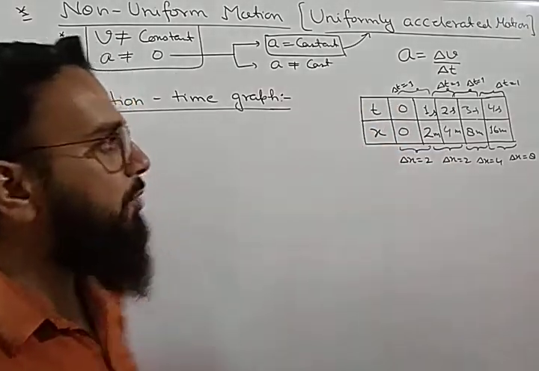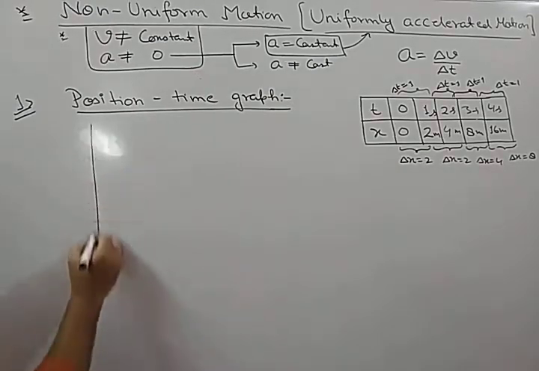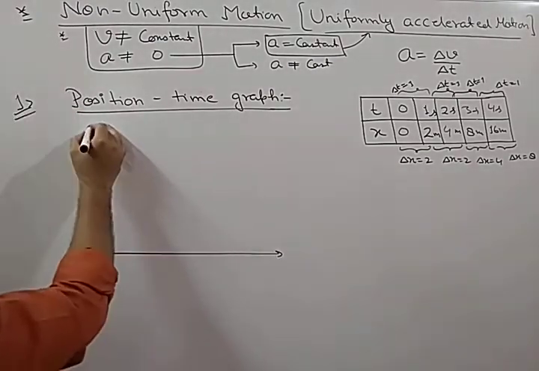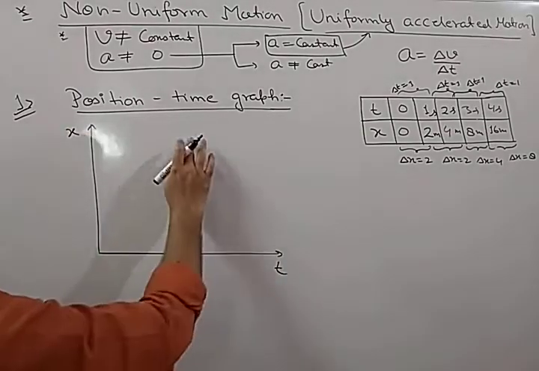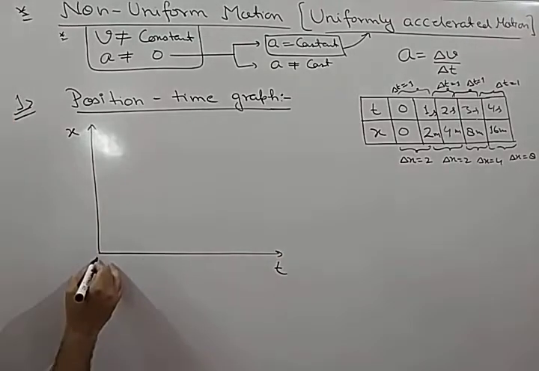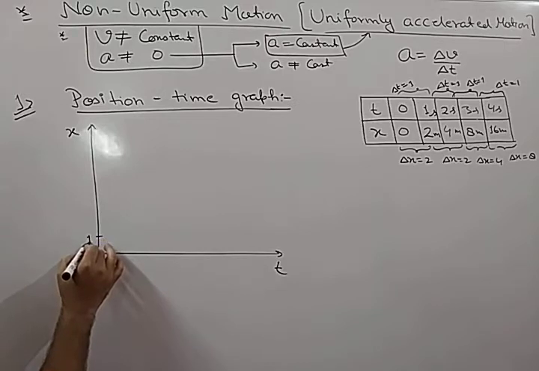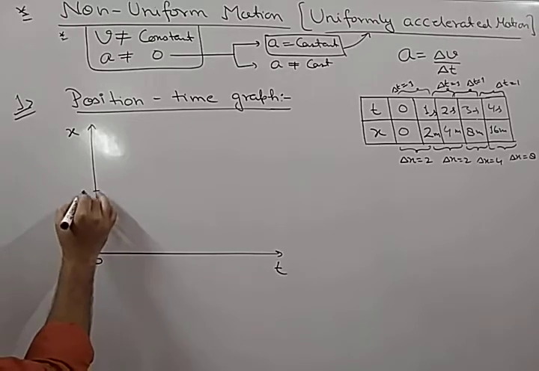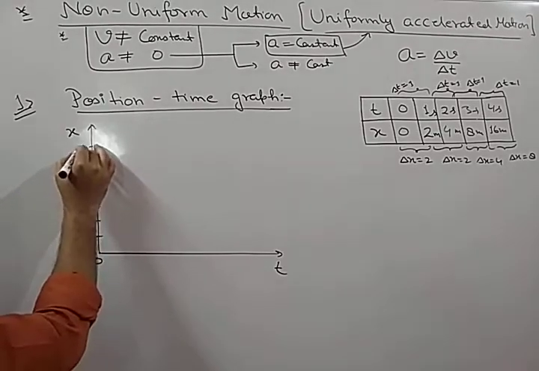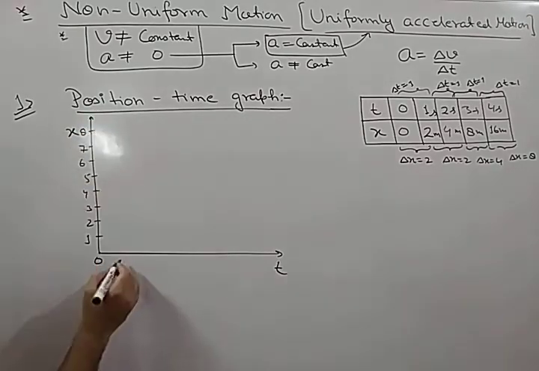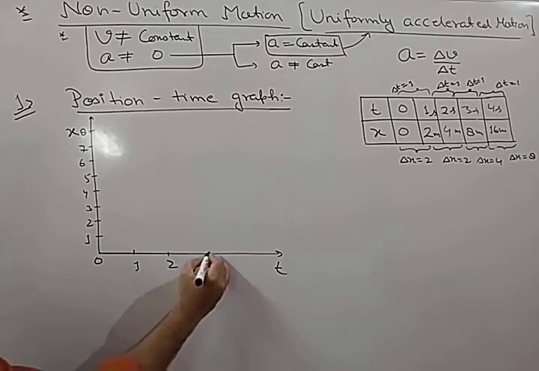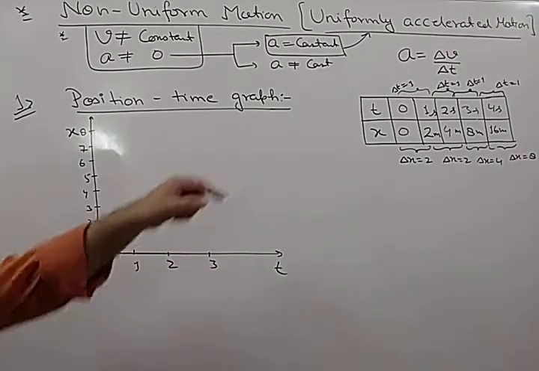So if you draw the graph of this motion, then what will be the graph? So let us draw the graph. On y-axis we are taking position, on x-axis we are taking time. Now if you mark the graph on this axis, so first point is 0, 0. Then the second, this is 0. Suppose it is 1, 2, 3, 4, 5, 6, 7, 8. So the first point is 0, 0.